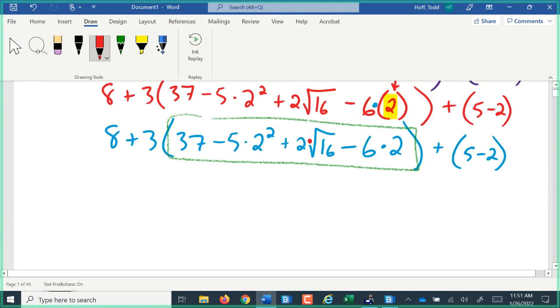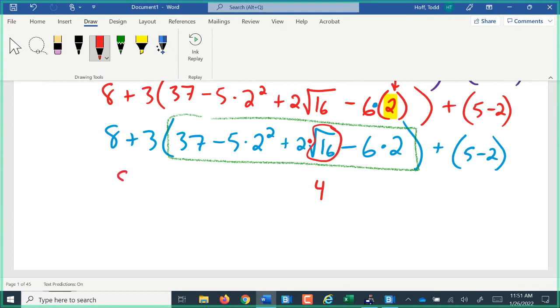Now, to remove the square root symbol, we have to do the root. So the square root of 16 is 4. So we're going to take out the square root symbol and the 16 and replace it with 4. Everything else in the problem stays exactly the same, except that we have to put in that multiplication symbol as we remove the radical.